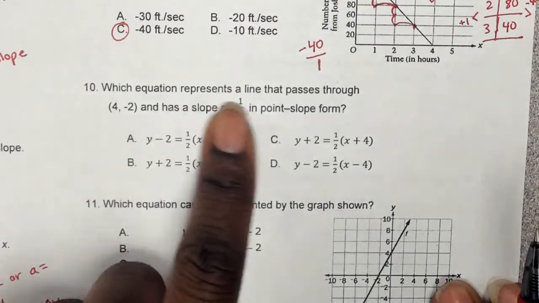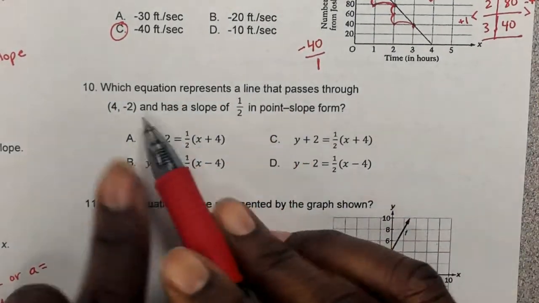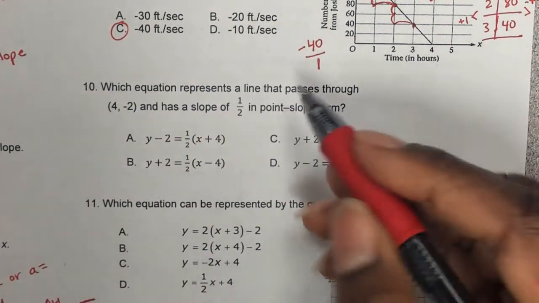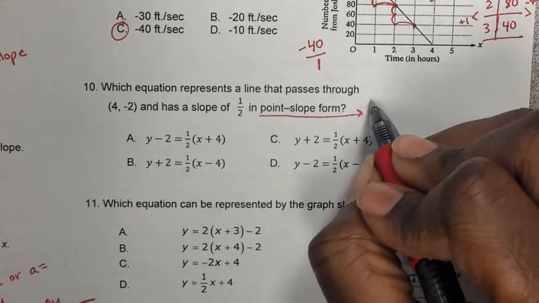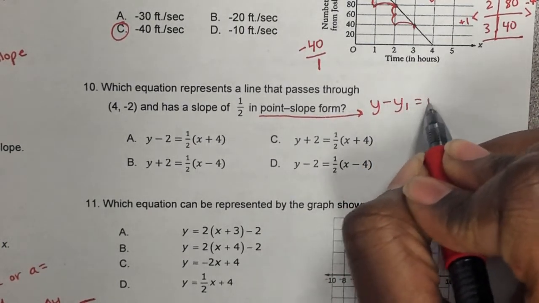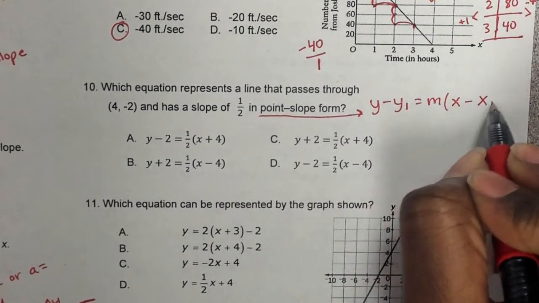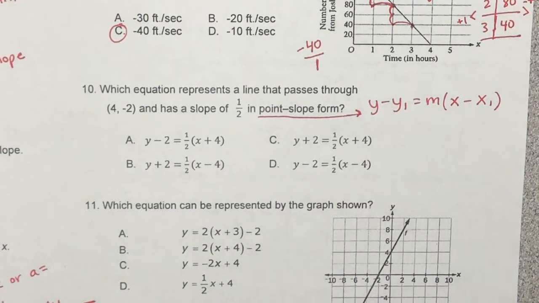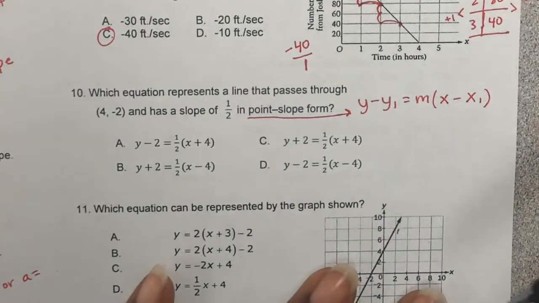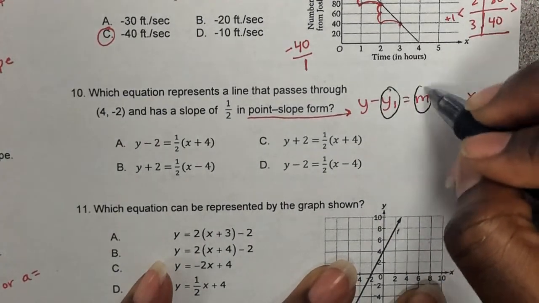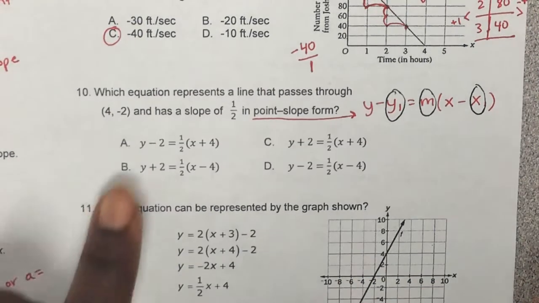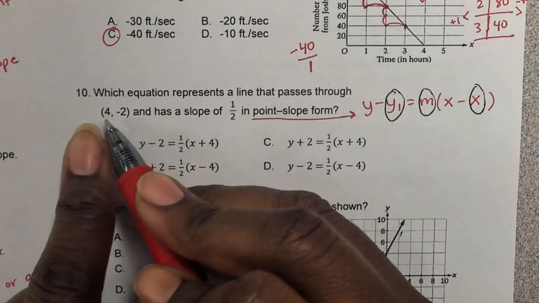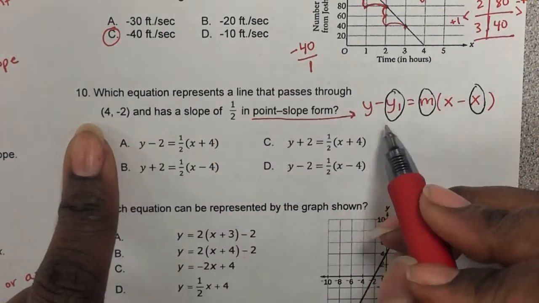Number 10, which equation represents a line that passes through 4, negative 2 and has a slope of a half in point slope form? This is the new form, point slope form. Y minus y1 equals m, x minus x1. If you remember what we keep saying in class, there's only 3 things that need to get plugged in. The y1 gets plugged in, the m, and the x1. And it gives you all of the information right here. So remember, whatever it is here, it's going to be opposite when we plug it in.